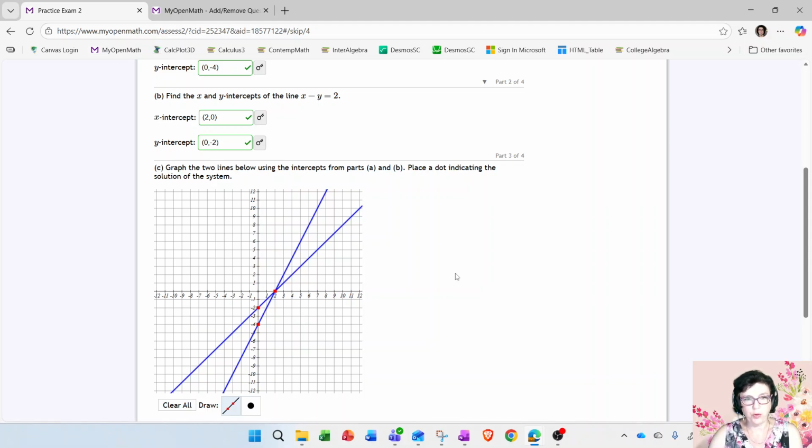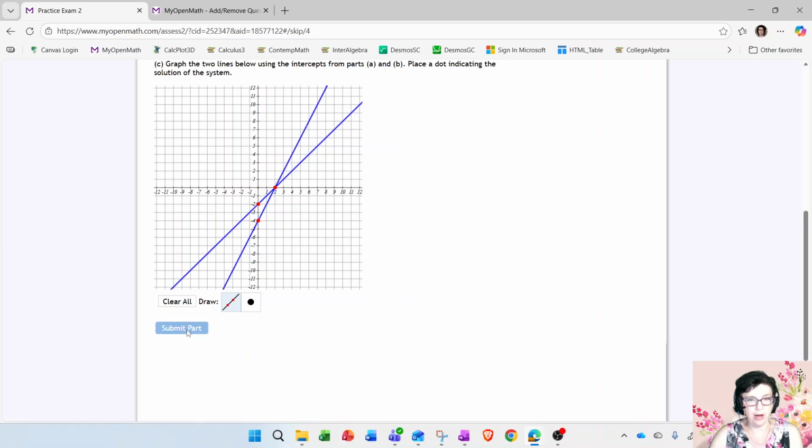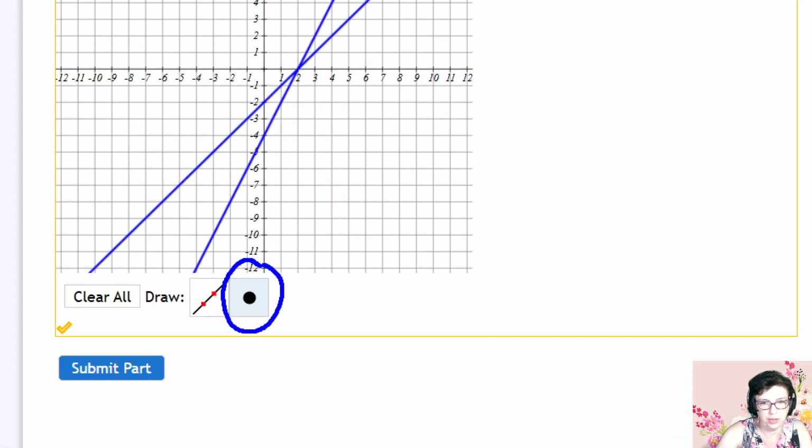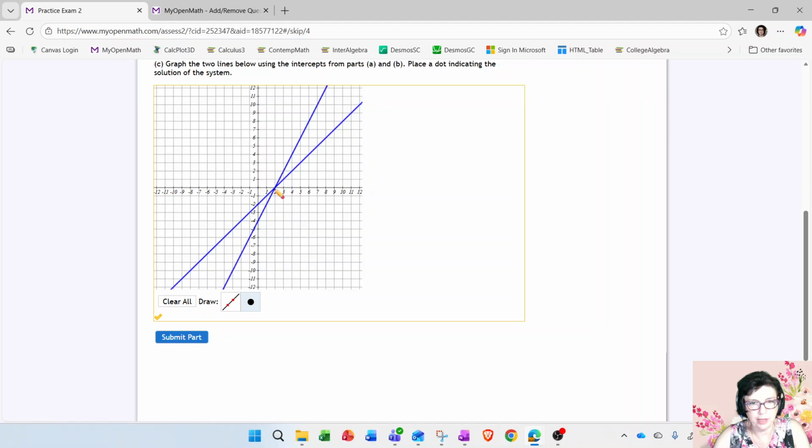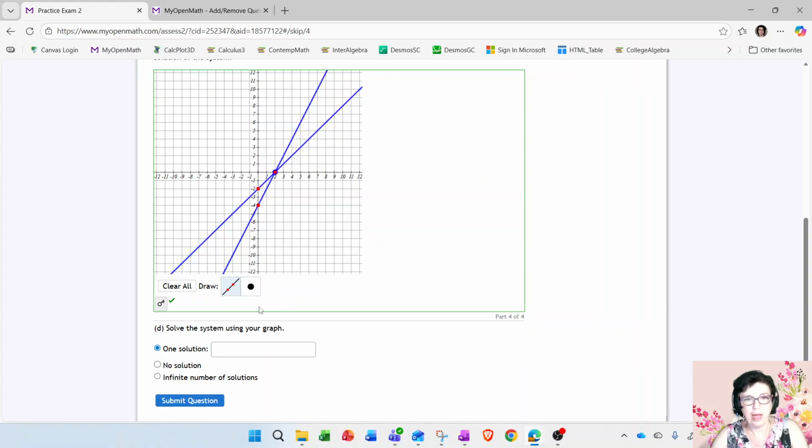Okay, now that we drew the 2 lines, oh, I forgot one other thing. We do have to place a dot indicating the solution. So let's go click over here. And then we are going to place that dot where the 2 lines intersect. And now I think that that's going to be it. And of course, the solution is going to be unique. Those 2 lines are not parallel. That would be no solution. They don't coincide. They are not one on top of the other. We clearly have just one solution, and that solution is 2, 0.